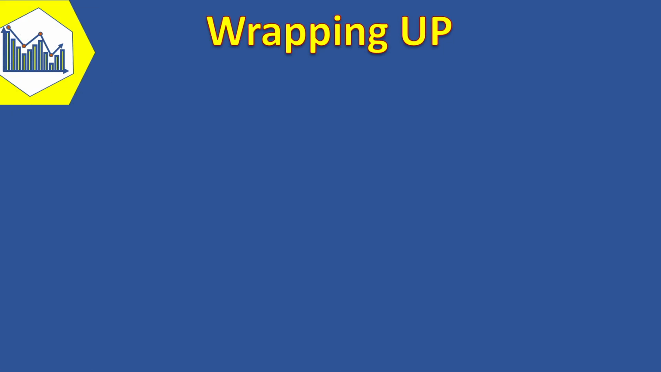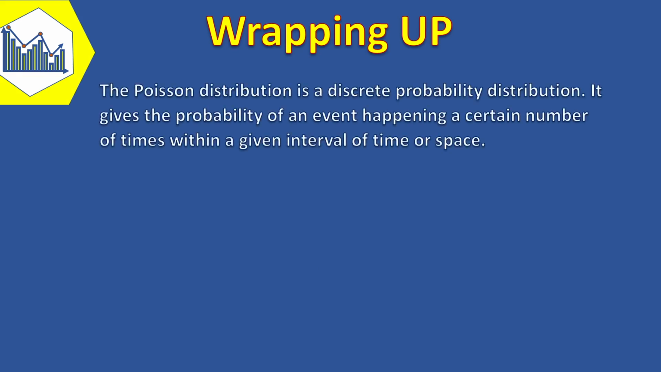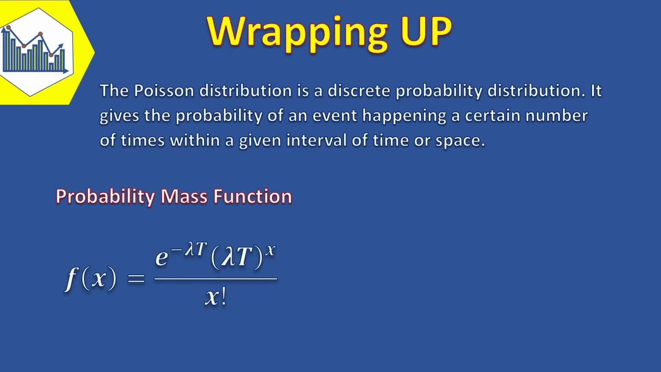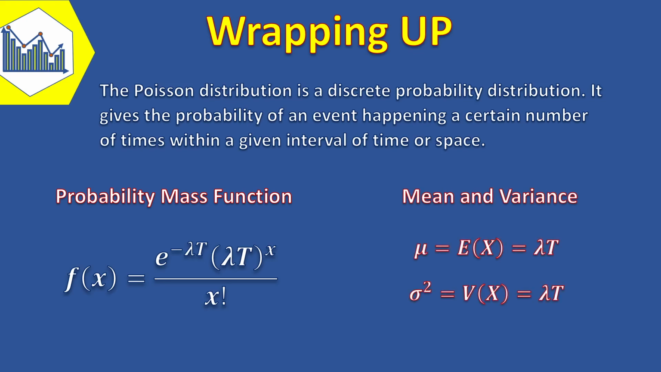Now, it's time to wrap up the video by reviewing what we have learned so far. First, we saw that the Poisson distribution is a discrete probability distribution. It gives the probability of an event happening a certain number of times within a given interval of time or space. Then we saw its probability mass function, which was equal to e to the power of minus lambda t times lambda t all to the power of x over x factorial. And then we saw its mean and variance, which both were equal to lambda t.